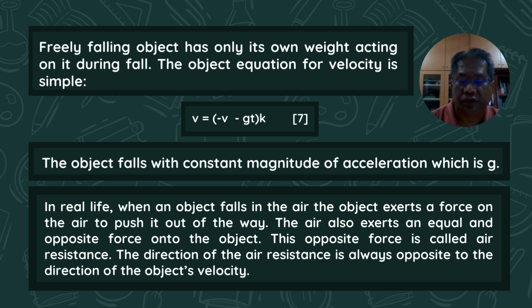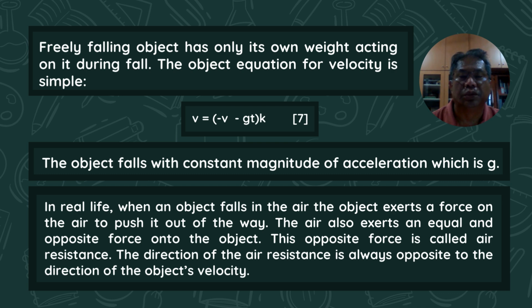The equation for velocity is simple. For free fall without air resistance, v equals minus v naught minus gt k. Actually, v naught here is the initial velocity, and g is the acceleration due to free fall, or gravitational acceleration. t is the time, and k is the unit vector, where upward is positive. So for a falling object the initial velocity is negative because it points downward, and acceleration is also negative because it points downward.